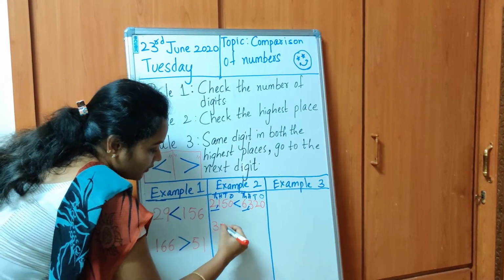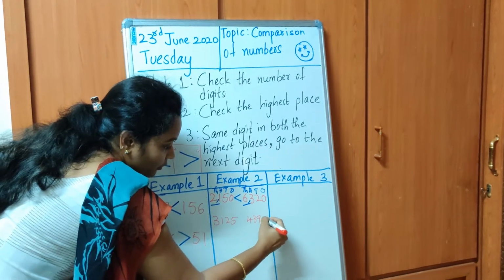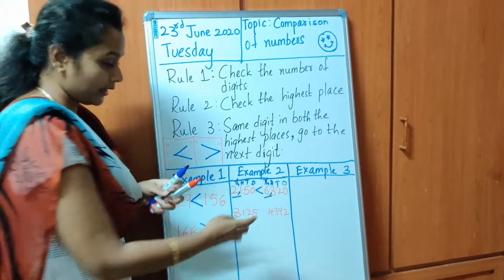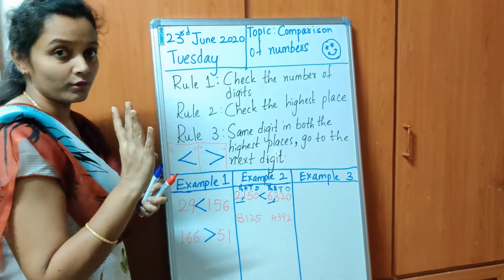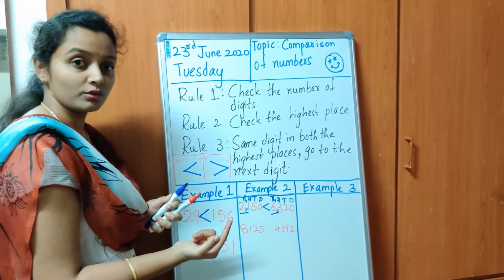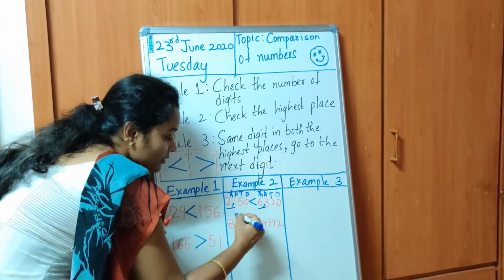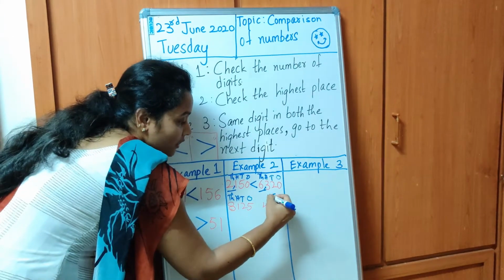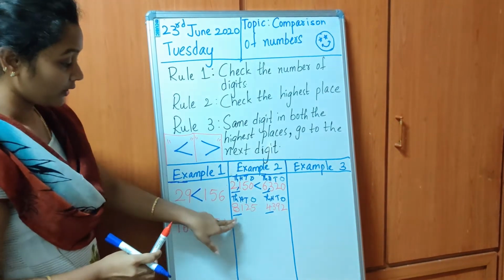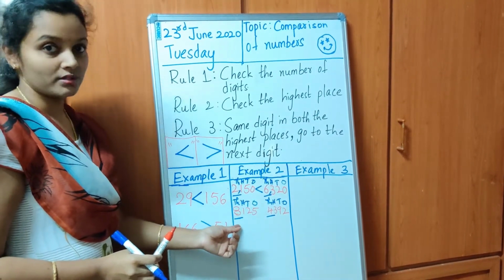So, 3125, 4392. Okay, let me take 8000 here. Fine. Now, again, here it's a 4-digit number, here also it is a 4-digit number. So, when there is an equal number of digits on both sides, what are we supposed to do? Check the highest places. Ones, tens, hundreds, thousands. Again, the highest place is thousands. So, here 8 thousands are there and here 4 thousands are there. So which is bigger? 8,000 is bigger.